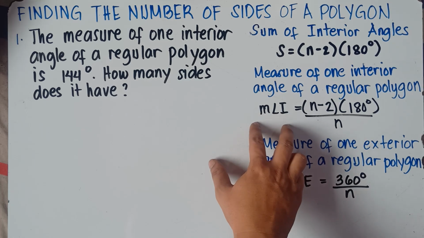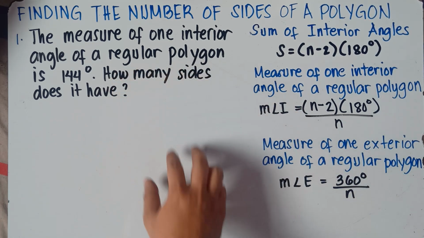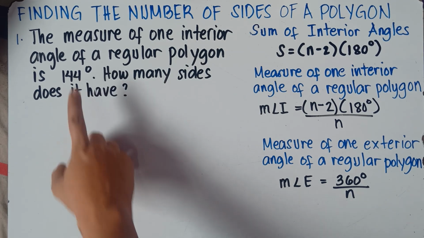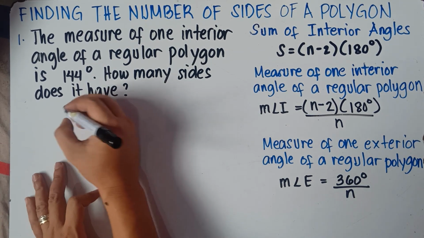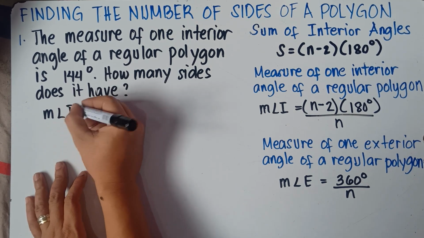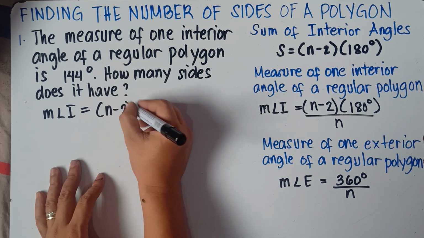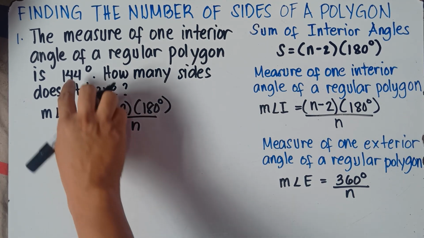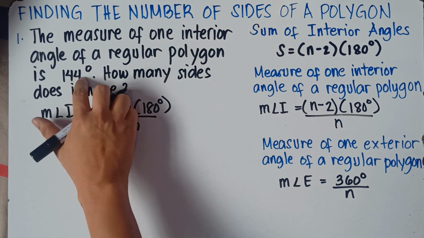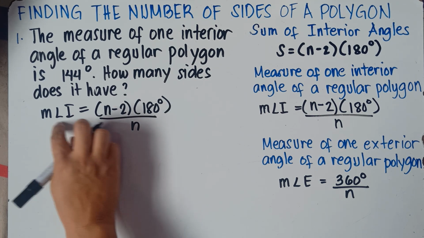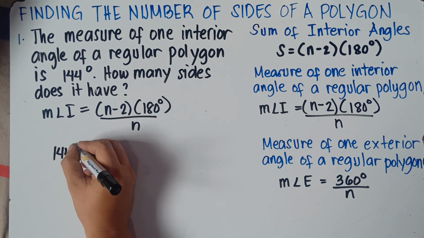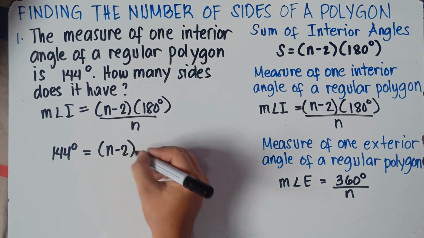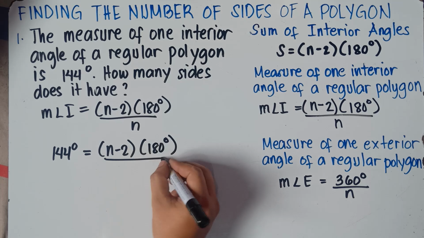Once again, class, we can only apply this if the polygon is a regular polygon. So we have a regular polygon given, and the measure of one interior angle is 144 degrees. Let's use this formula: the measure of one interior angle is equal to quantity n minus 2 times 180 degrees over n. Simply substitute the given measure. So 144 degrees equals, since we are told to find the number of sides, simply copy n minus 2 times 180 degrees over n.